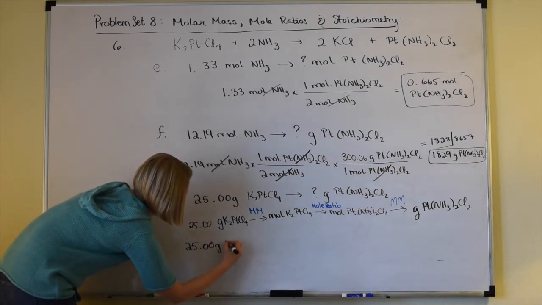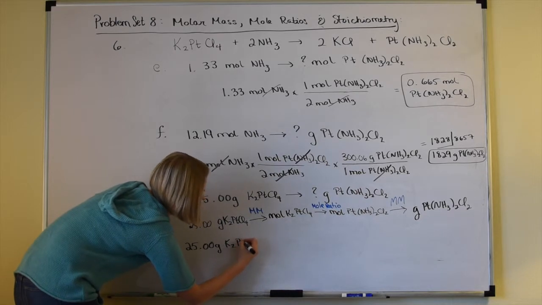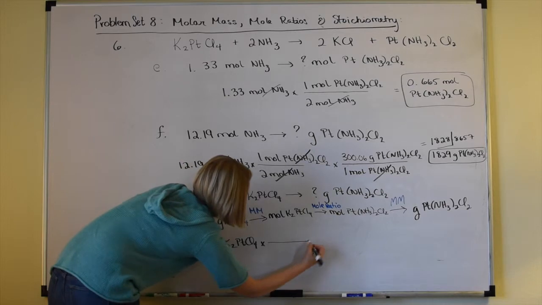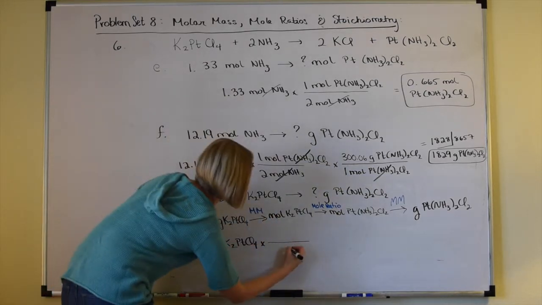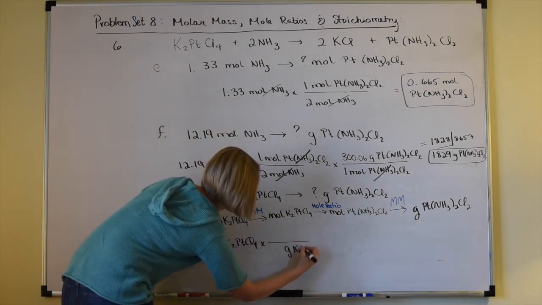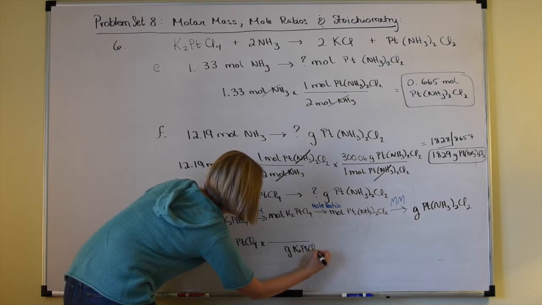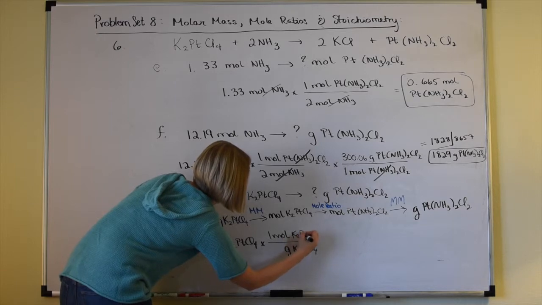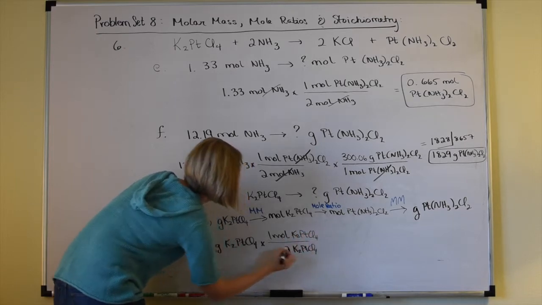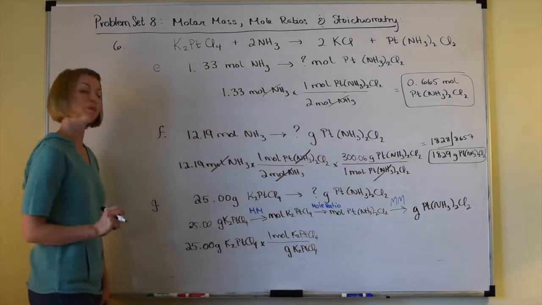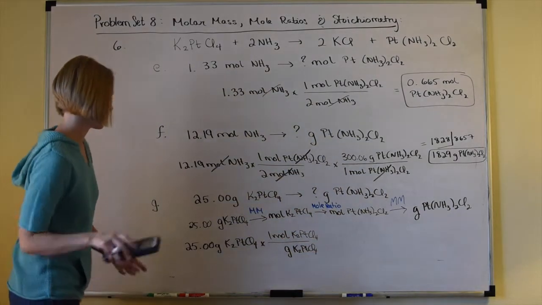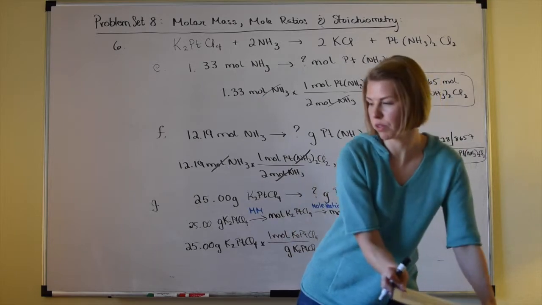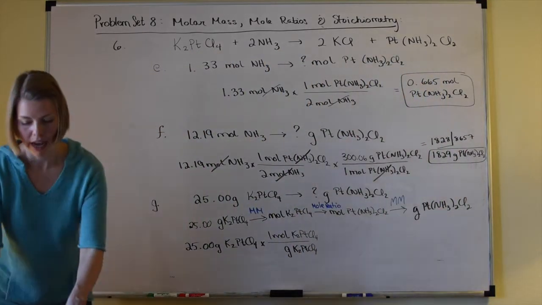25.00 grams of the potassium tetrachloroplatinate. We want to turn that into moles, so I'm going to put the grams on the bottom and the mole on the top. Okay. And we need to figure out the molar mass so we can plug it in there. Okay. This one we have not calculated yet, so let's go ahead and grab our periodic table. I'll move it over here so that I can do that.